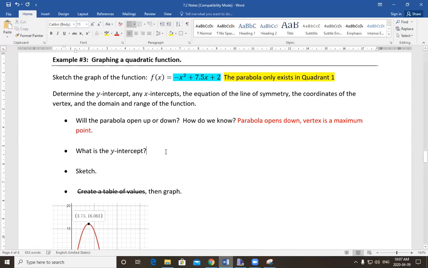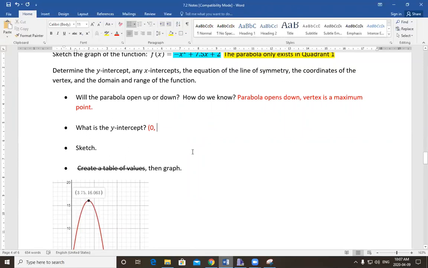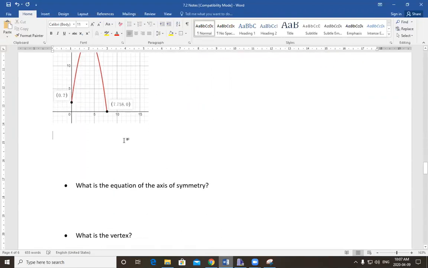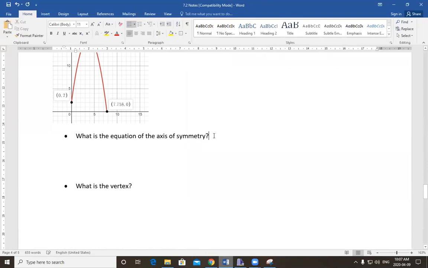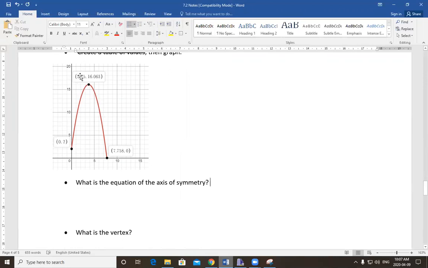What is the y-intercept? Again, we're going to state the y-intercept as a coordinate pair. So again, it's always 0, comma, whatever the number is, and it was 0, 2. So 0, 2. Again, we always use round brackets for coordinate pairs. Okay, parentheses. Sketch the graph. Good. What is the equation of the axis of symmetry? Well, the equation of the axis of symmetry is x equals whatever the x coordinate of the vertex is. So x equals 3.75.